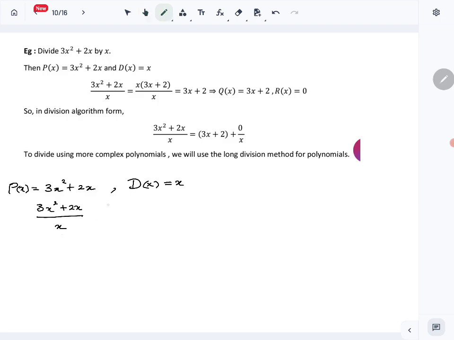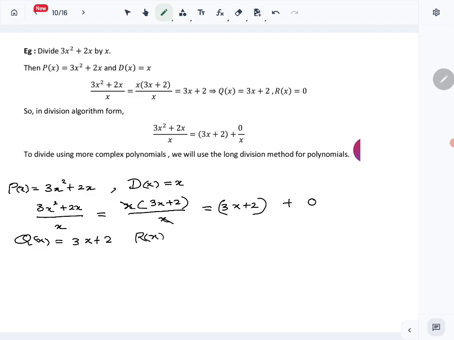This one it's easy because why? You can factor the numerator, no? You can take x out, right? Then what happens? 3x plus 2 inside, and the denominator also has an x, so that cancels. You get the quotient 3x plus 2, and the remainder is what? 0. Remainder is 0. So here you get q of x is 3x plus 2, and the remainder is 0, right?